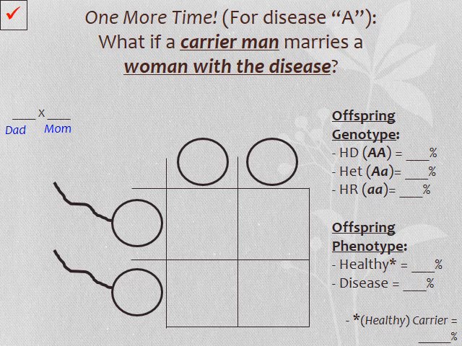Now let's do this one more time. Let's say a carrier man marries a woman with the disease. So carrier man, if he's a carrier, that means he's heterozygous. So he'd be big A, little a. And if the woman has the disease, that makes her small a, small a. So we set up our Punnett square. Let's run through. We have our first one. We'd have big A, little a.